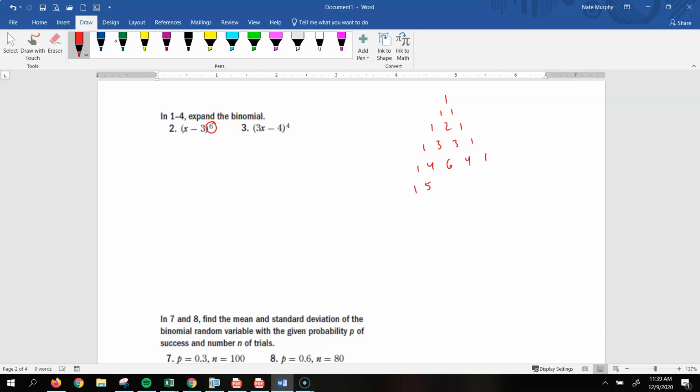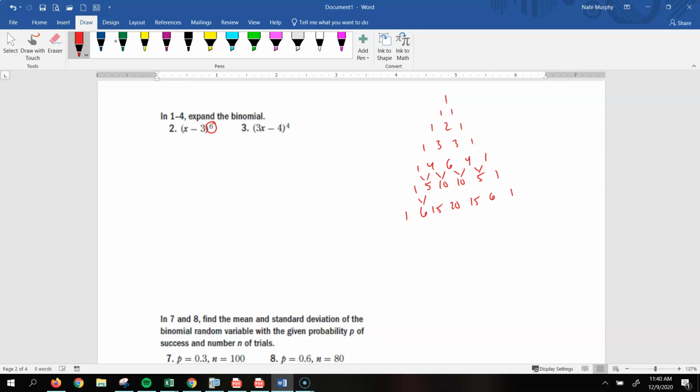The 5th row would be 1, 5, 10, 10, 5, 1. So the 6th row would be 1, 6, 15, 20, 15, 6, and 1. If you're wondering how I got that, to get the numbers in Pascal's triangle, we just add the numbers next to each other in the previous row. So for example, 1 plus 4 gives me 5, 6 plus 4 is 10, 4 plus 1 is 5. It always starts and ends with 1.